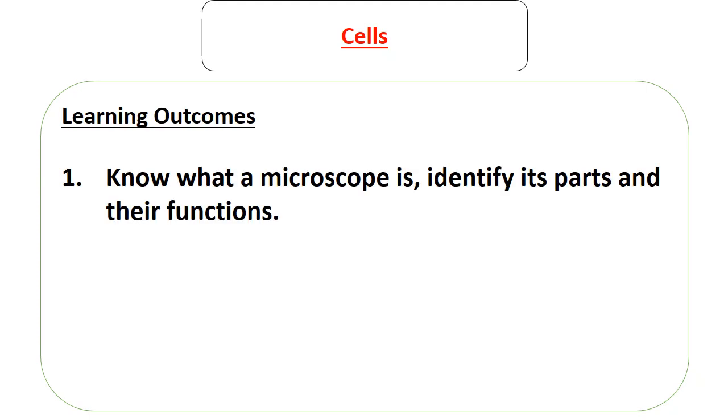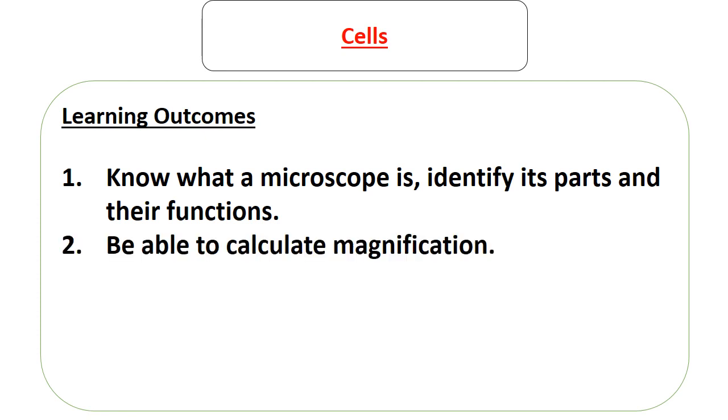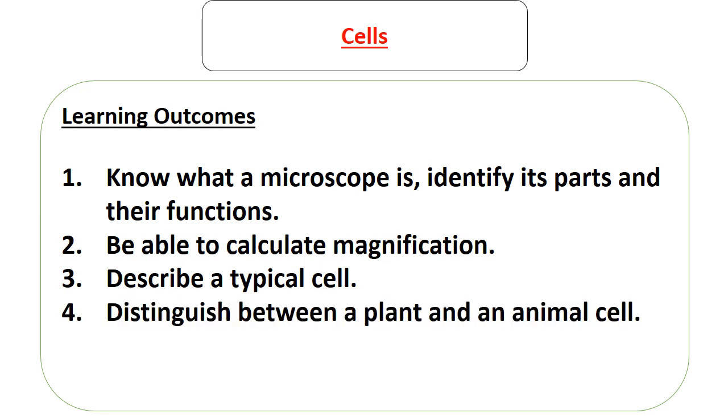So what are the learning outcomes? At the end of this video, I expect you to know what a microscope is. You should also be able to identify its parts and their functions. I expect you to be able to calculate magnification. I expect you to describe a typical cell. Finally, I expect you to distinguish between a plant and an animal cell.